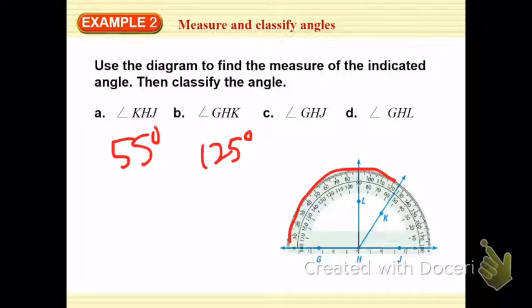All right, GHJ, how many degrees is it? 180. Yeah, it's a straight line. It's 180. GHL, how many degrees is it? 90. All right.